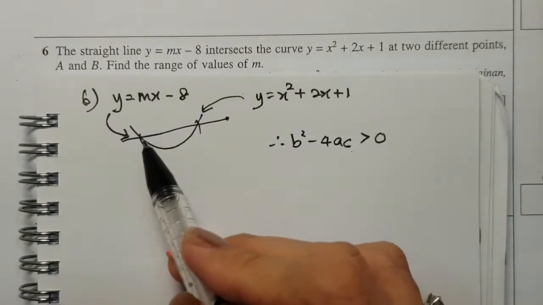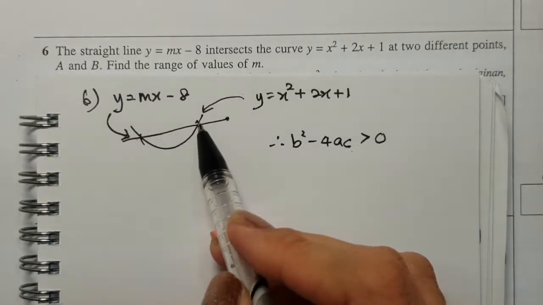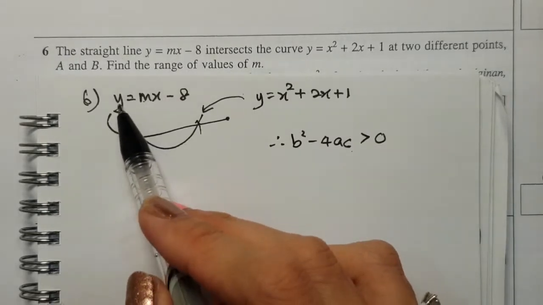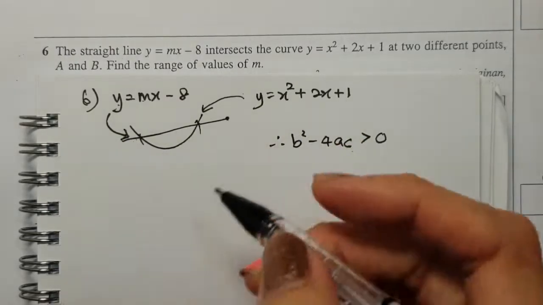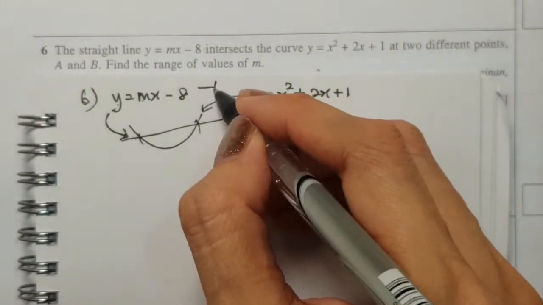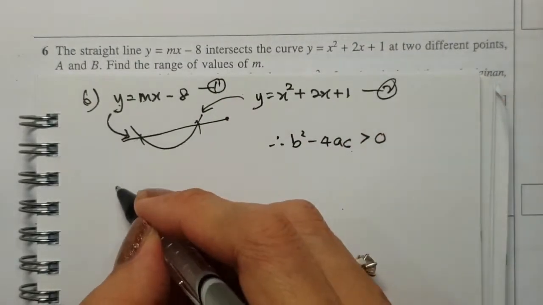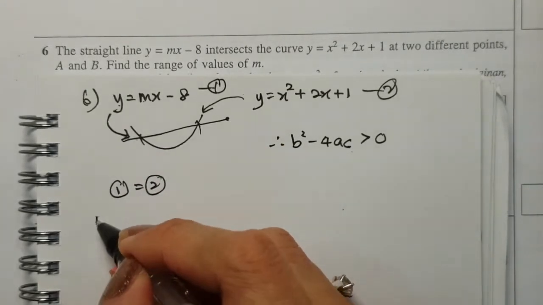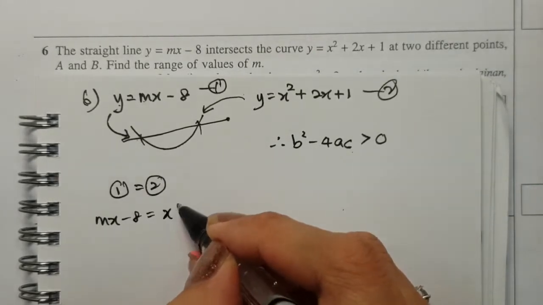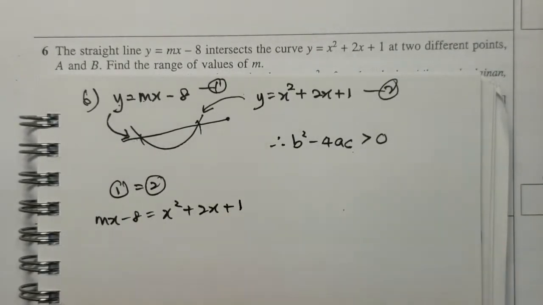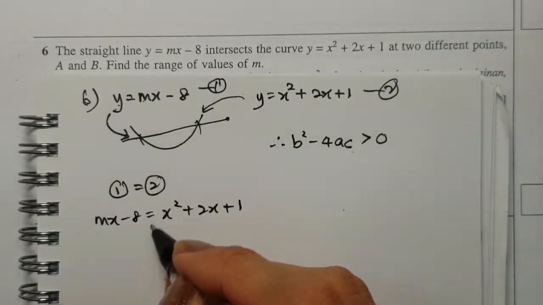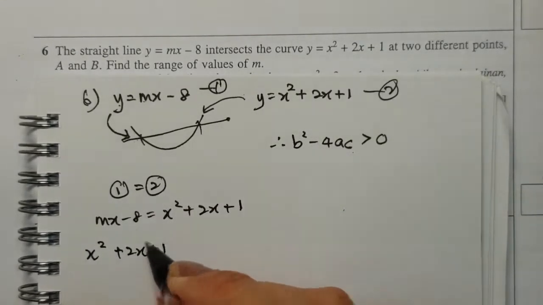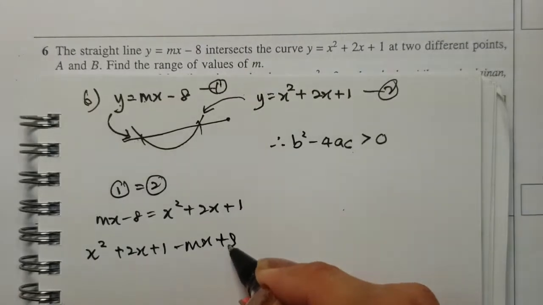What we need to do is, at this intersecting point, both points satisfy both equations. So at these 2 points, the y here and the y here are equivalent. So this is what we can do. Call this equation 1, call this equation 2. So equation 1 equals equation 2 at these 2 points. So we will have mx minus 8 equals x squared plus 2x plus 1. Okay, rearrange. We will bring this part over the other side. We will have x squared plus 2x plus 1 minus mx plus 8 equals 0.